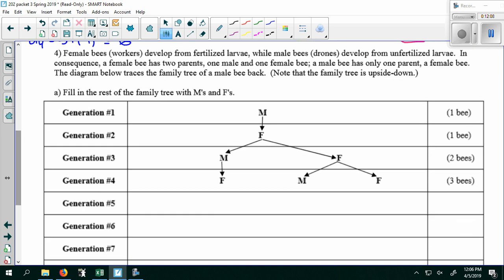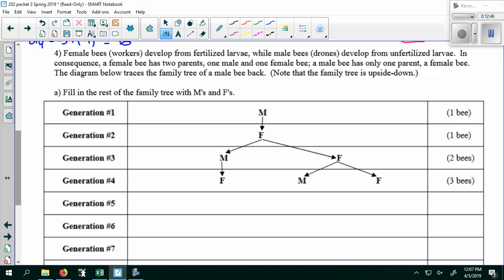Okay, female bees develop from fertilized larvae, which means that female bees have a male and a female parent, whereas male bees develop from unfertilized larvae. So male bees have only one parent, a female bee. The diagram below traces the family tree of a male bee back. So this is an upside down family tree. So the current generation, we have a male bee. His parent was a female bee, because males come from only one female.